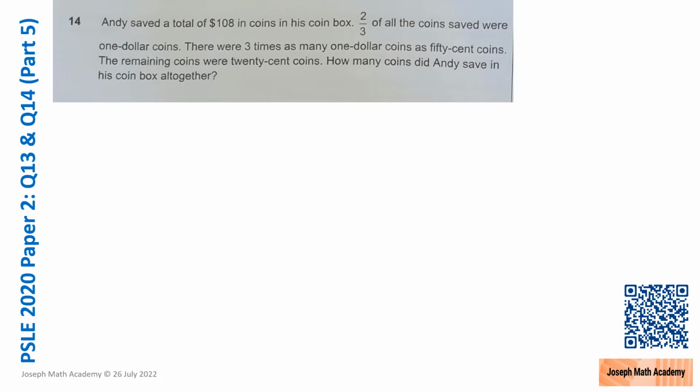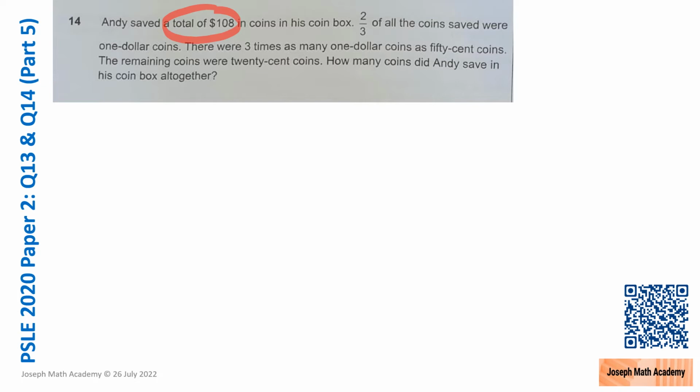Now, question 14 is about the three types of coins, the three different denominations in a coin box. Andy saved a total of $108 in his coin box. And this total amount, $108, comprised of 3 different denominations: $1, 50 cents, and 20 cents.